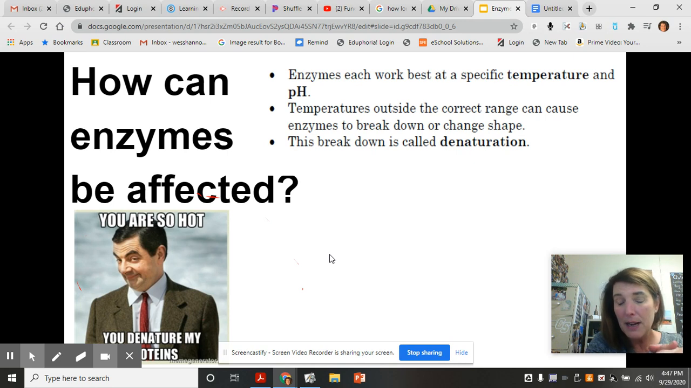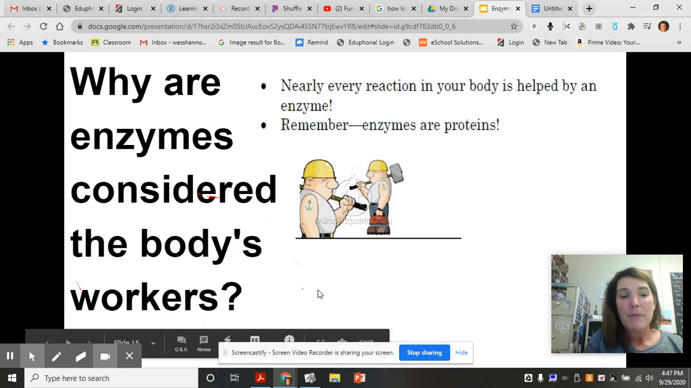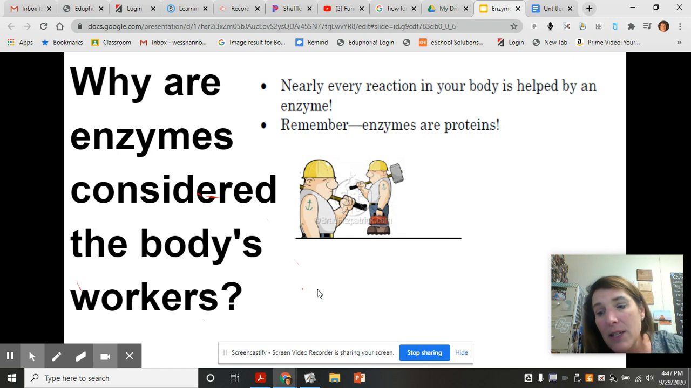But we don't say that about enzymes. We say they're denatured. You see Mr. Bean over here: you're so hot you denature my proteins, because the temperature's too hot. Our lab on Wednesday is about denaturing enzymes, and we're going to see what happens when you get something too cold or too hot, and whether it slows down the reaction. It probably will, because your enzymes will be denatured.